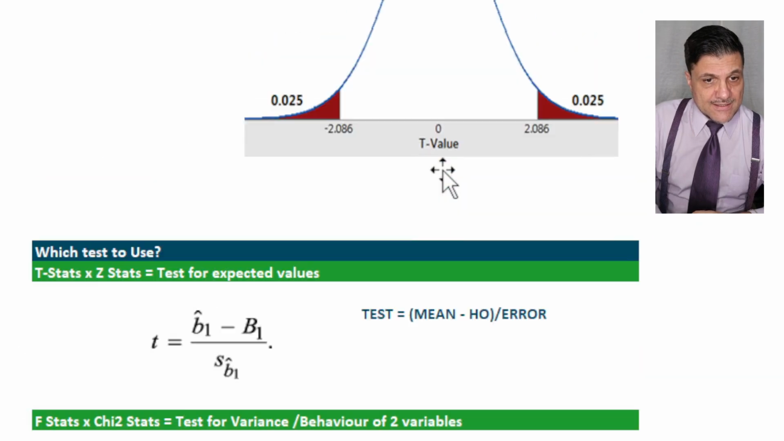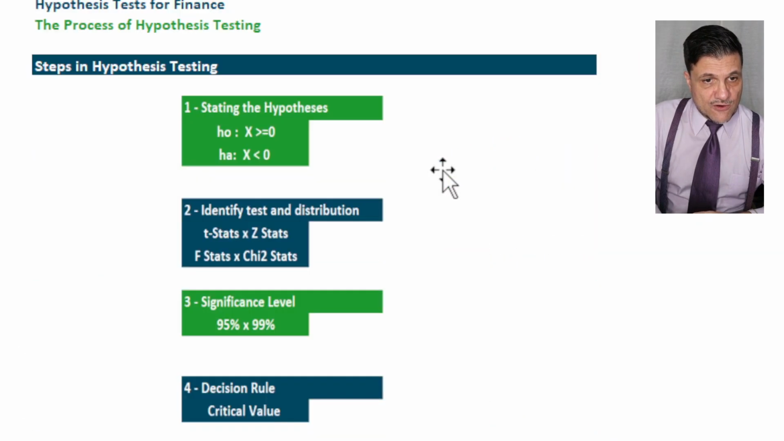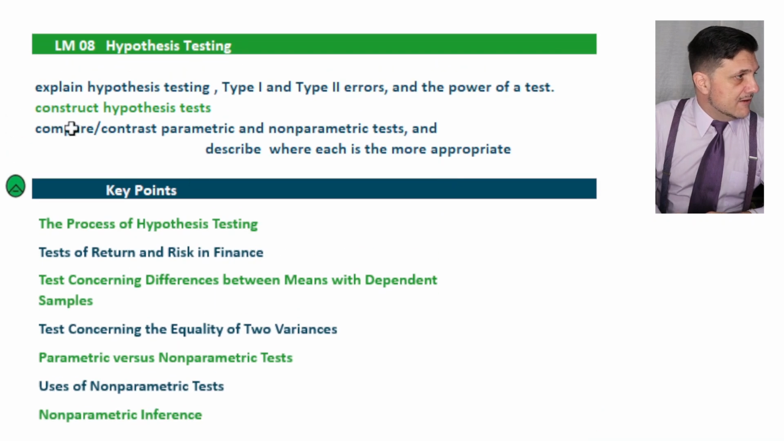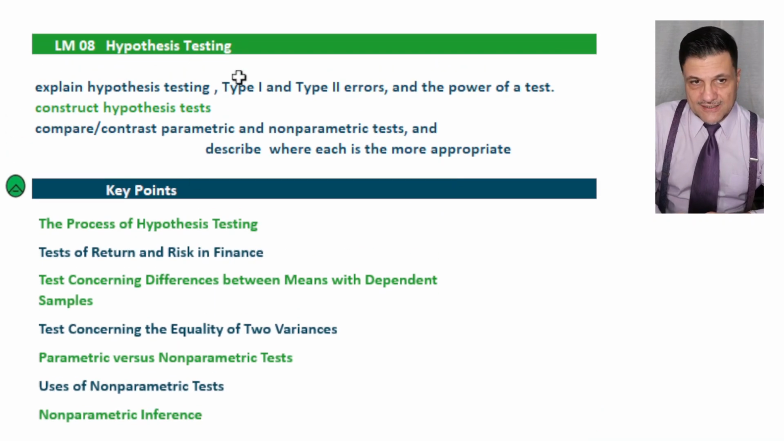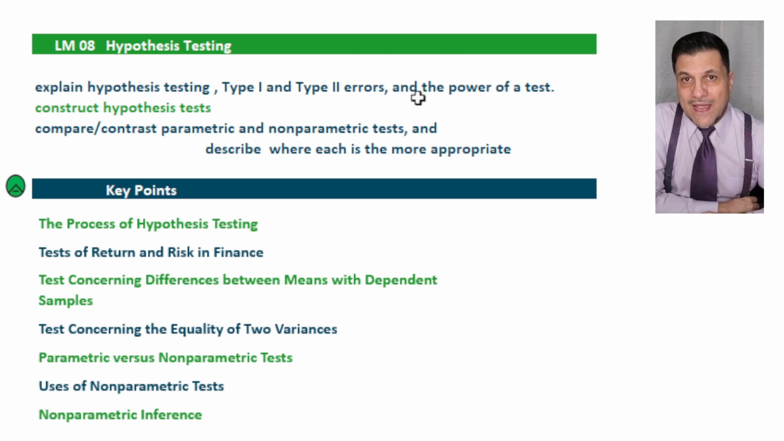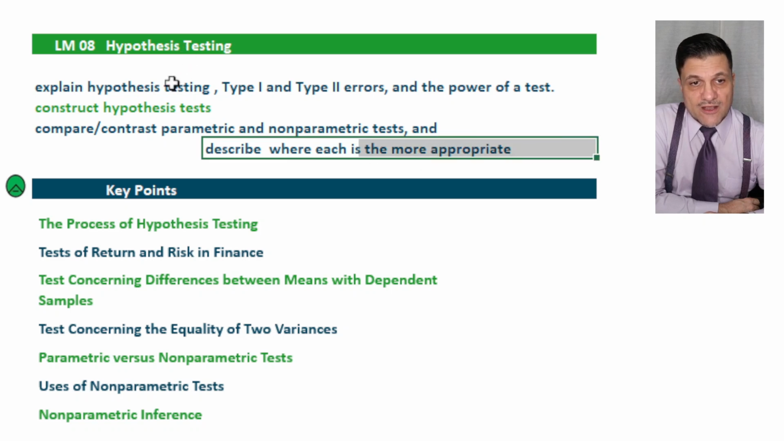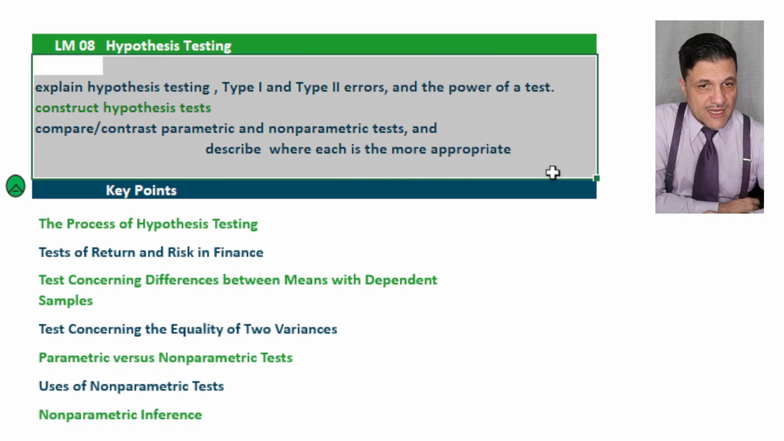All right? Okay, friends, let's see if I covered everything. Just like a habit, I'd like to do that. All right. Explain hypothesis testing. Done. Type 1, type 2 errors explained. Yes. Power of test. Yes, the power of test is how well you can reject the hypothesis and things like that. Construct the test, which are the steps, and compare parametric and non-parametric. Describe when one is more appropriate than the other. There you go. We cover all the learning outcomes here.